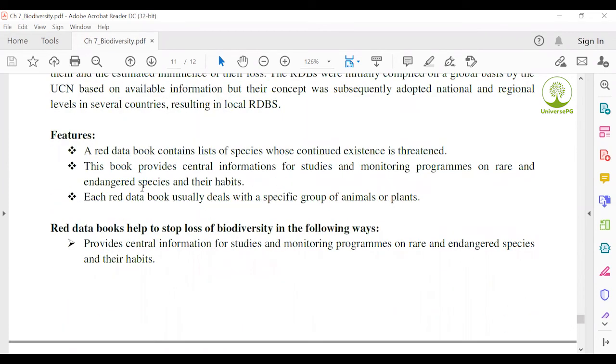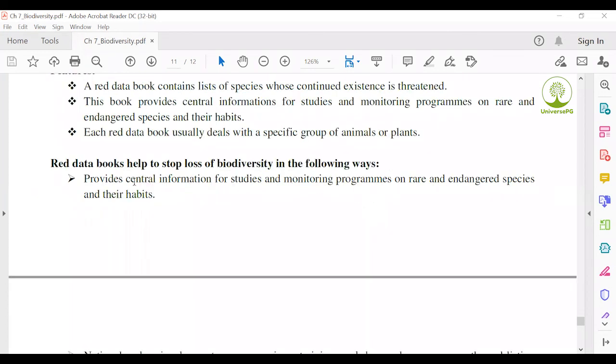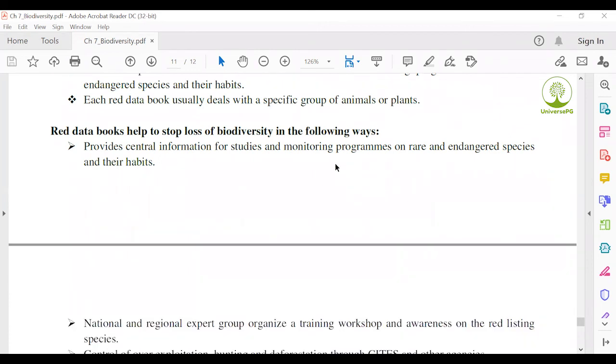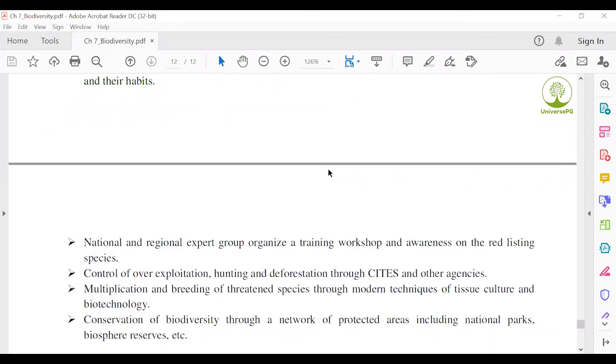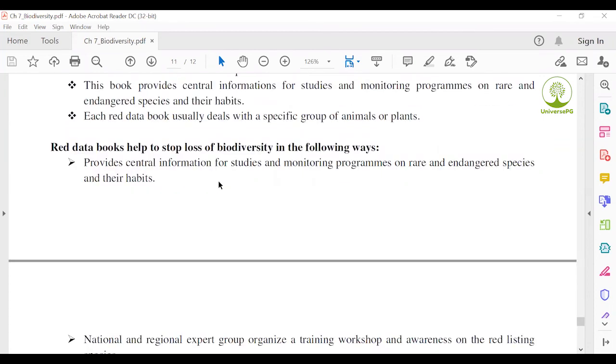Some features are also found. A red data book contains a list of species whose existence is threatened. This red data book usually deals with a specific group of animals or plants. Red data books help to stop loss of biodiversity in the following ways. The red data book shows different types of plants, what is the present status, which plant species is from which region, for monitoring programs and different discussion programs, and these books help with the loss of biodiversity from the natural environment.